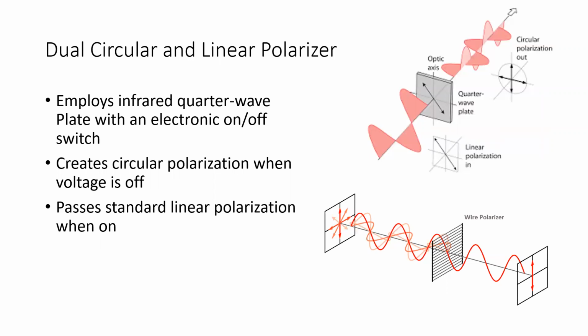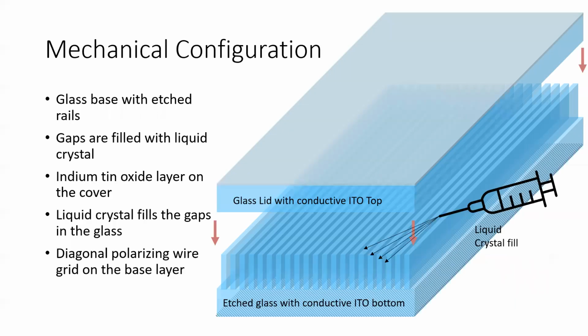This particular polarizer has two modes of operation. The first mode is just a standard polarizer, like a wire grid polarizer, where the energy comes in and passes only vertical polarization. But when we add an electrical bias, the polarizer changes modes. It'll act like a circular polarizer or a quarter wave plate, so it'll convert the vertical polarization into circular polarization.